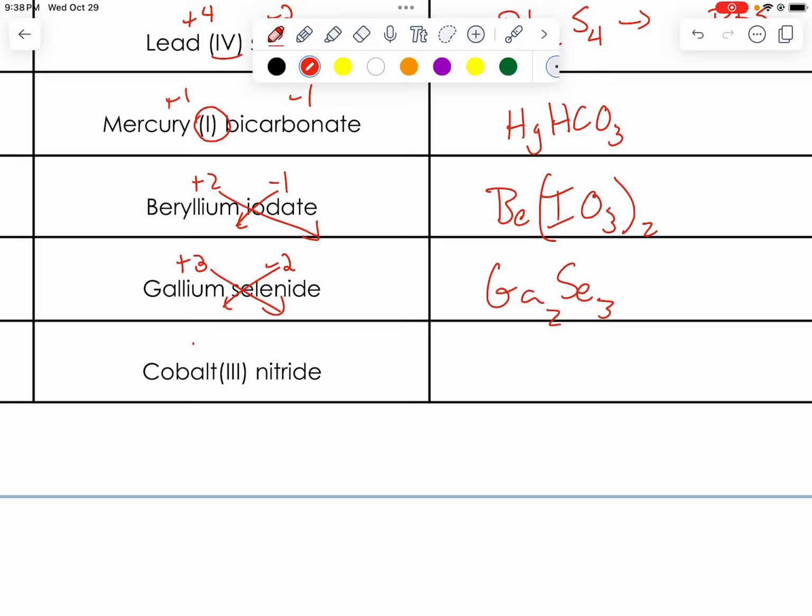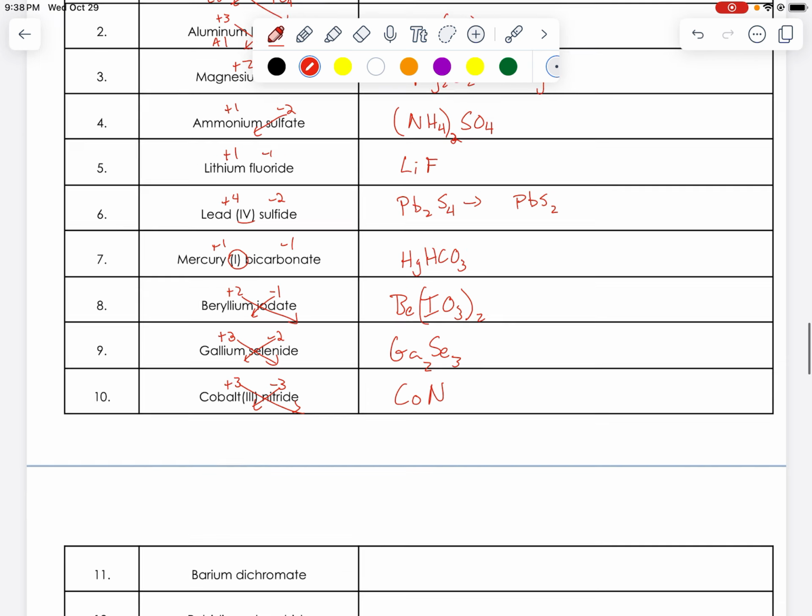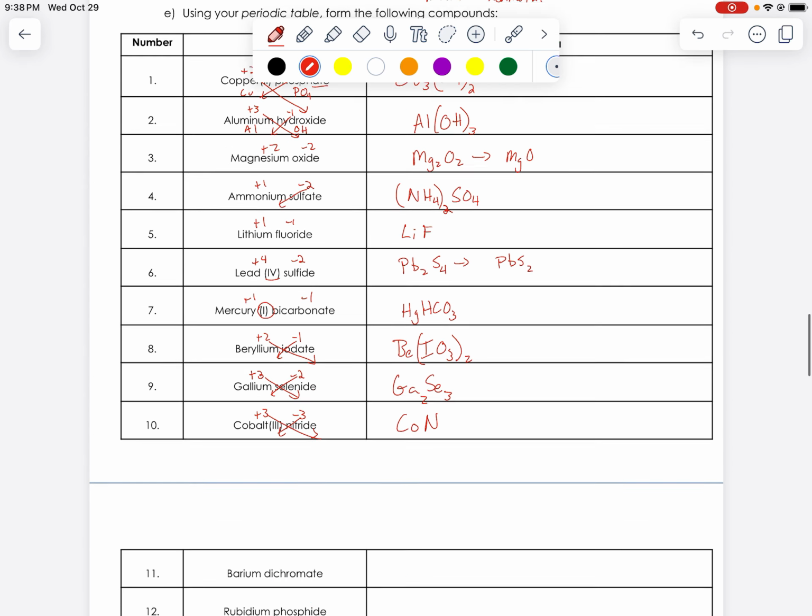Cobalt 3 nitride. So that's the charge, cobalt +3. And then nitride is really nitrogen, and it has a -3 charge. So we can skip the reduction. It's just going to be CoN because Co3 and N3 will just reduce down to CoN. All right, we did it.